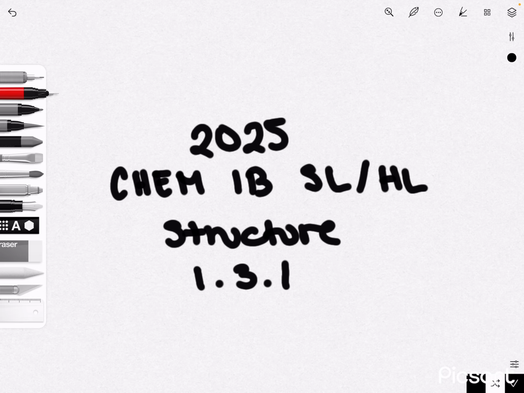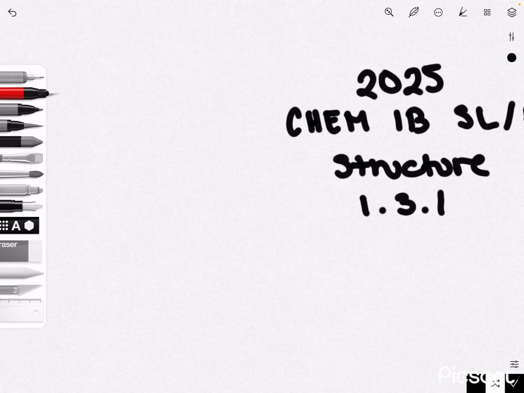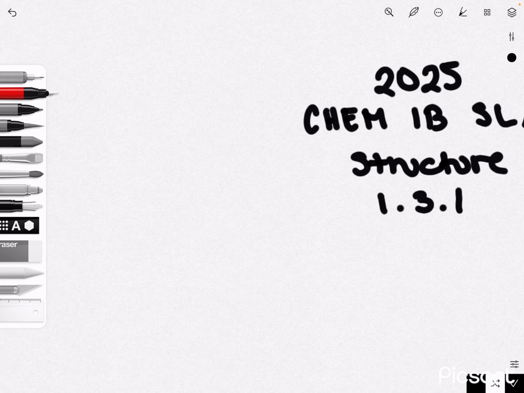We're still looking at the topic of structure, but we're looking at structure 1.3.1, which is that emission spectra are produced by atoms emitting photons when electrons in excited states return to lower energy levels. So what is an emission spectra? Let's look into this.